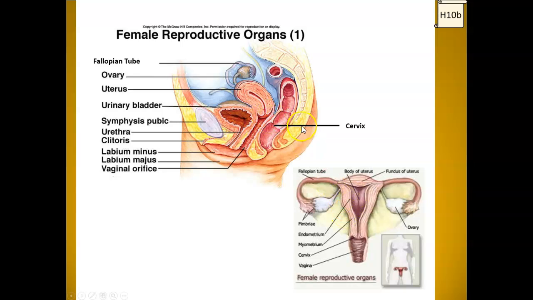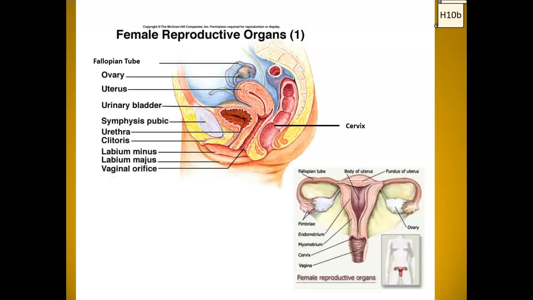Here is our cervix. Oops, my line got out of place. Here's our cervix right there, coming in that way. And then this is the vaginal passage here. These are the labia majora here, labia minora there, and then the clitoris up in front that direction. So you can see the different parts of the female reproductive organs.